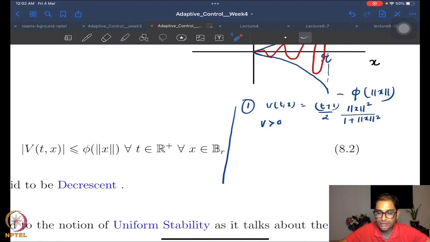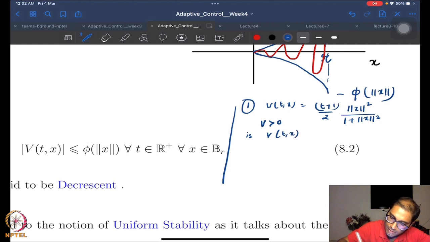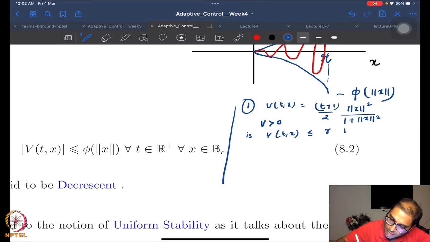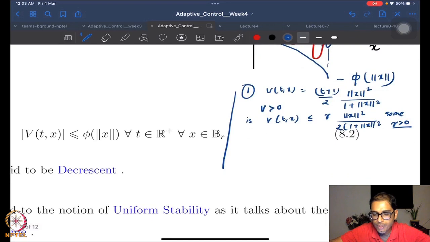Right? No, it's not decrescent, right? Because there's no way I can, you know, this is sort of not very easy to argue, because we are not giving any easy test in this case. So we want to ask if V is less than or equal to some phi norm x. This is already non-negative, so I'm not using the absolute value. Like, let's think of a simple situation. Is this true for some positive gamma?